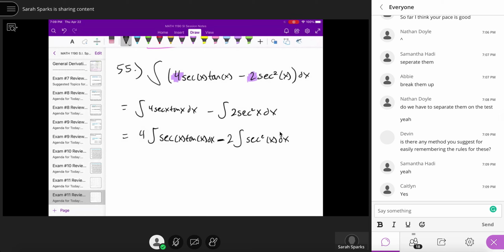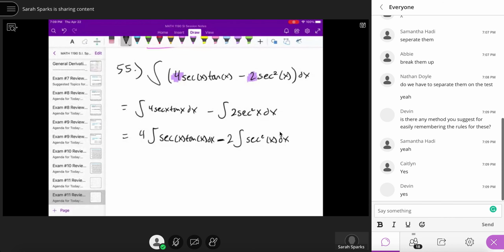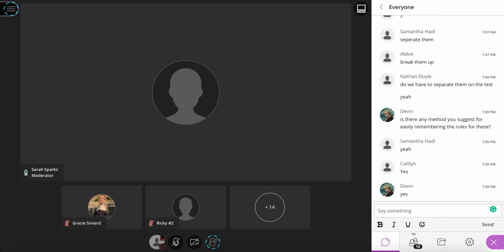So the method you suggest for easily remembering the rules of these. My biggest suggestion is you know your derivative rules. Do you feel good about your derivative rules, Devin? If you know your derivative rules really well, you just need to think about it backwards. Like especially here. Let me pull up the derivative rules or antiderivative rules while I talk about it, so I can reference it.